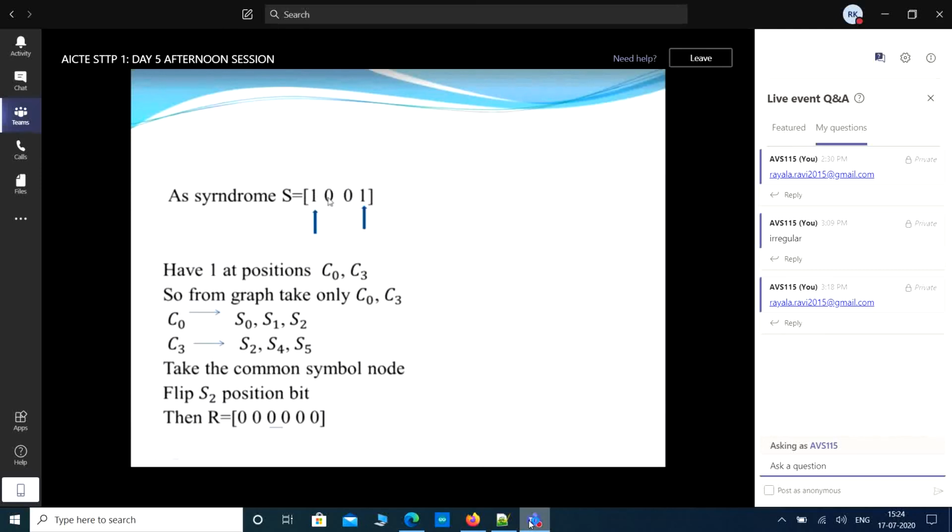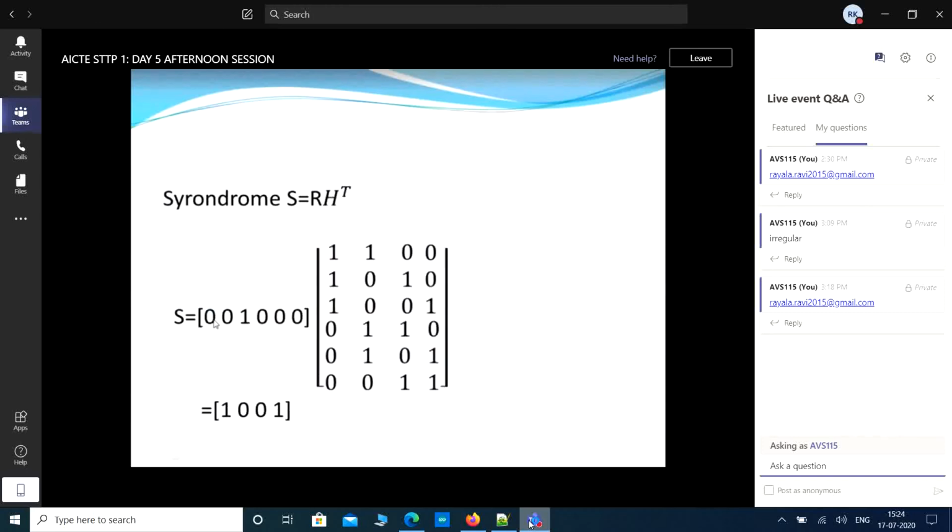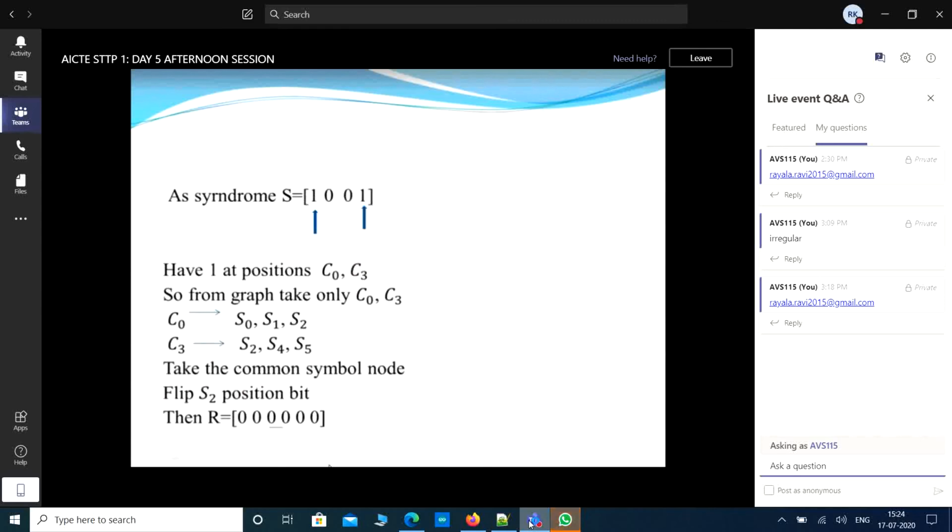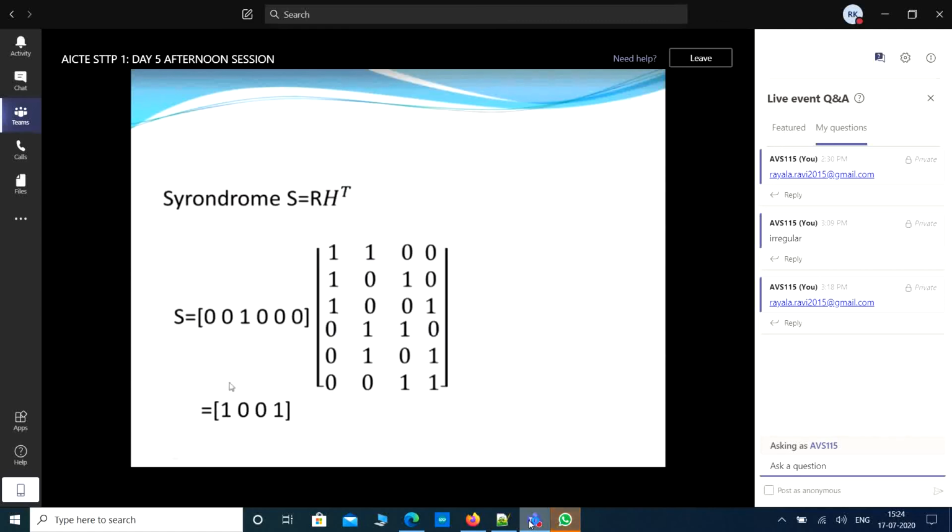S0, S1, S2 and S3 only. So for a given received code word, our received code word is 00100. This is S0, S1, S2, S3, S4 and S5. So S2 is for a common position node. S2 means this is S0, S1 and S2.